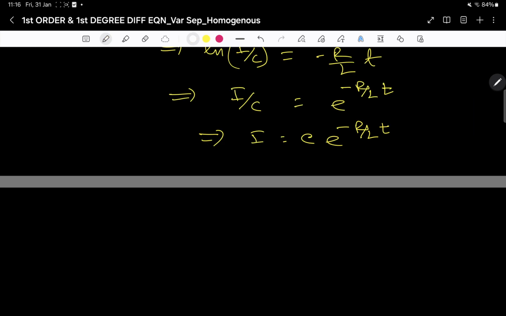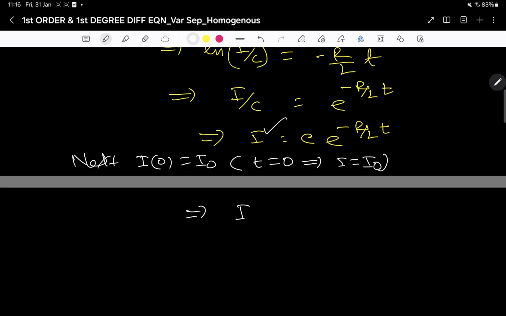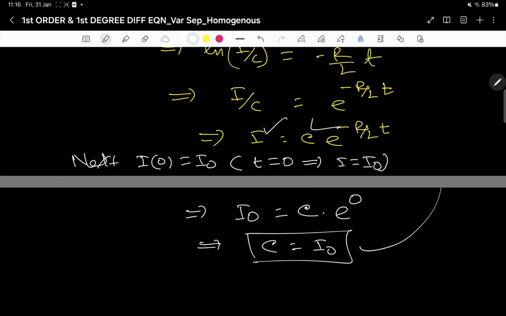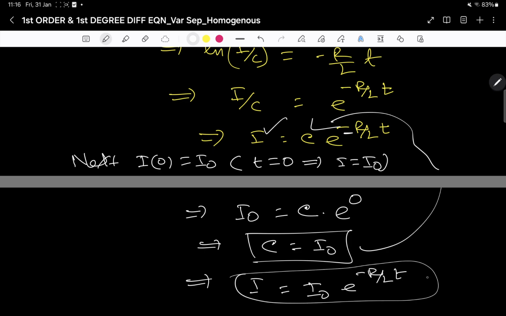Now impose the condition. The condition is I of 0 is equal to I0. What does it mean? It means when t is 0, I is equal to I0. So substitute this: I0 is equal to C times e to the power 0. So C is equal to I0. Now substitute the value of C here. So I is equal to I0 e to the power minus R by L t. This is my answer.